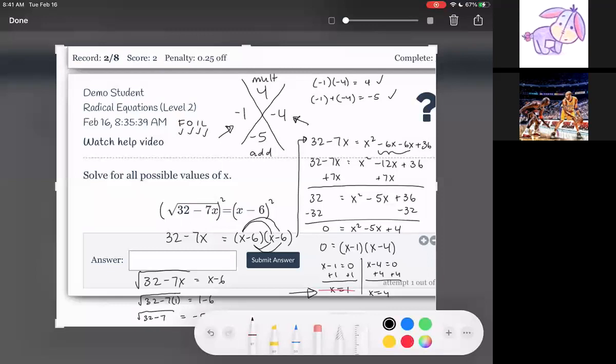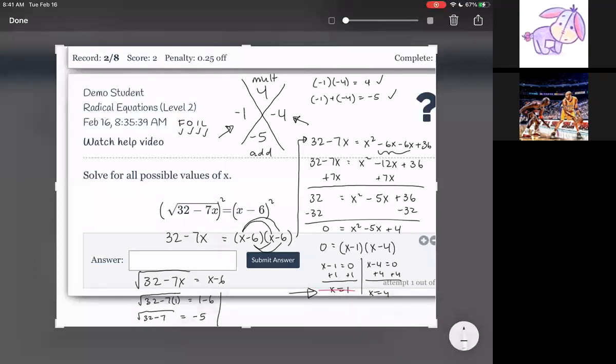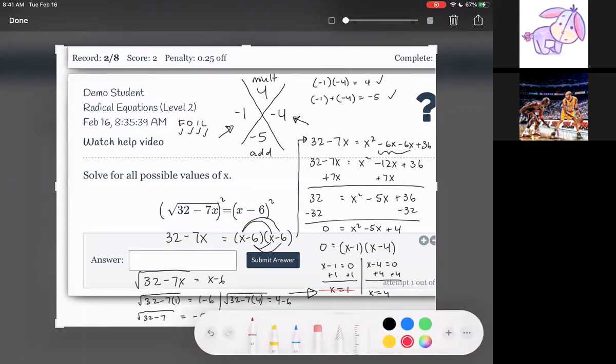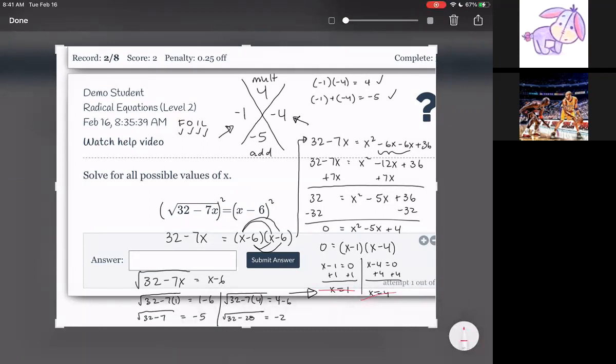X equals 1 does not work for us. Let's try the 4. Let's see if x equals 4 can work for us. So the square root of 32 minus 7 times 4 equals 4 minus 6. Simplifying that again, 32 minus 28 is equal to -2. Great, so once again I got another negative. And since your radical cannot equal a negative, x equals 4 is not a solution. So once again, we have no solution.